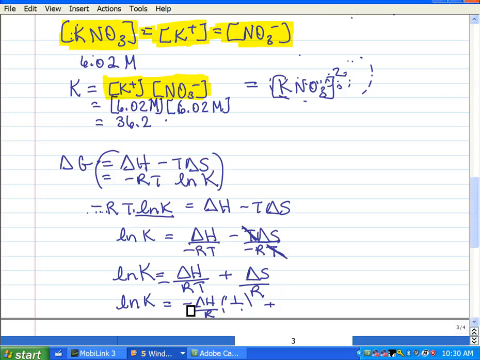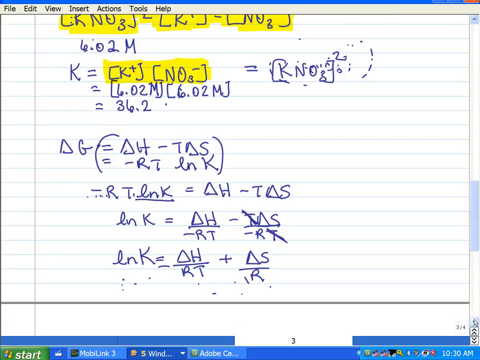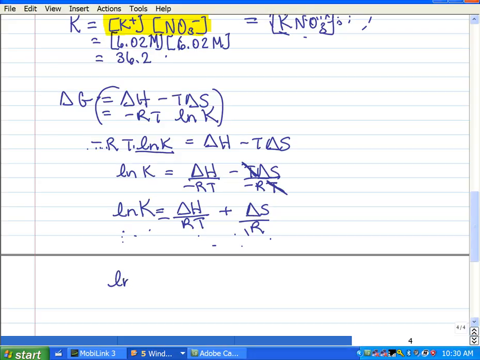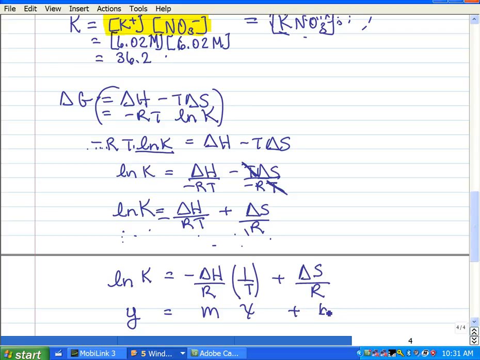So this is in the form of the equation of a line. Whatever the intercept of this line is going to be, that is the value of delta S over R. Whatever the slope of this line is, it's going to be equal to negative delta H over R. Basically, using this template for the equation of the line, we would plot the natural log of K on the y-axis, and 1 divided by T, which is our x value here, on the x-axis.